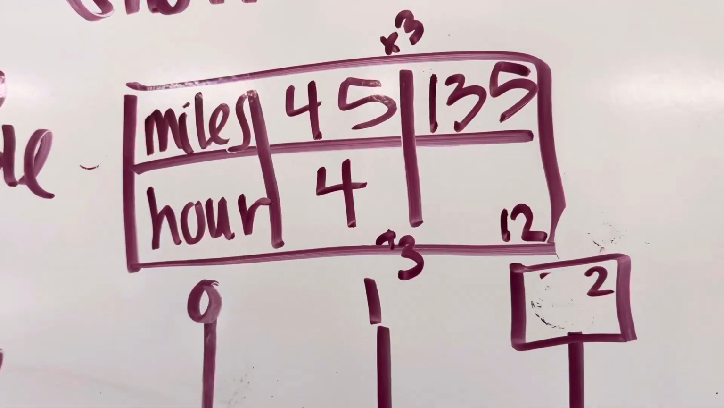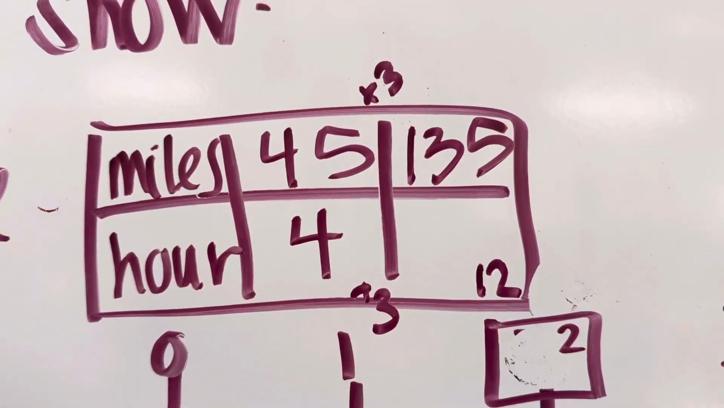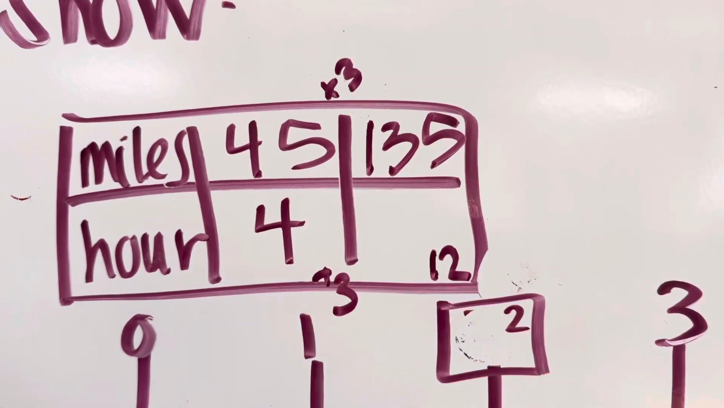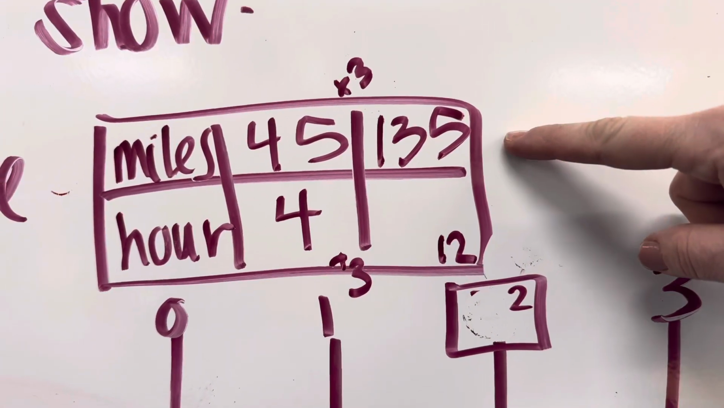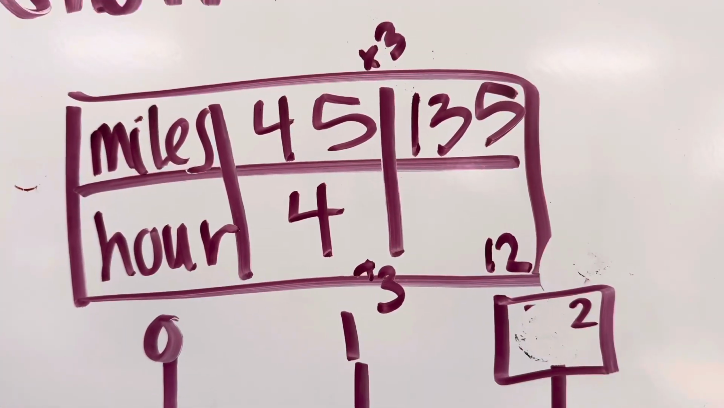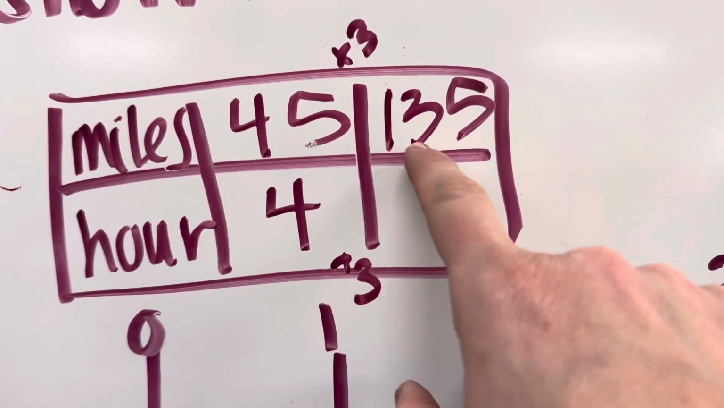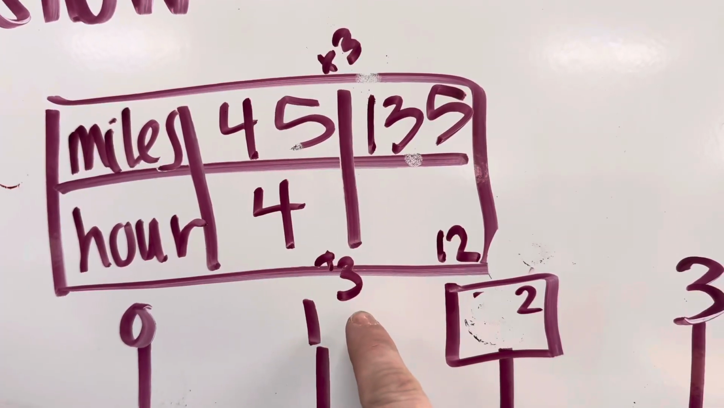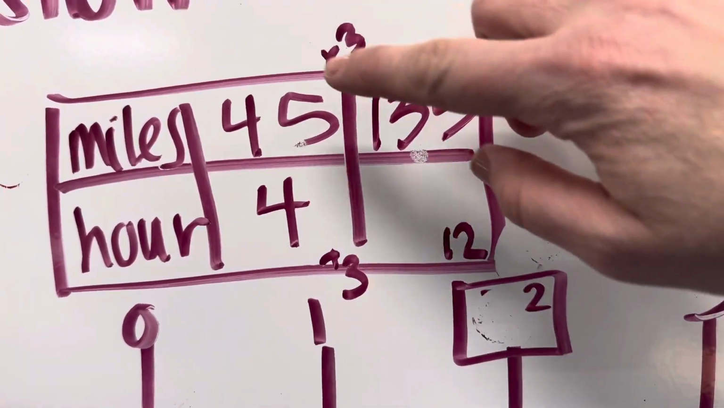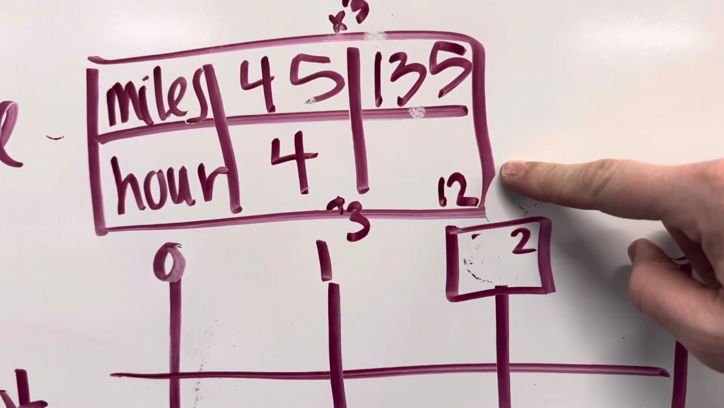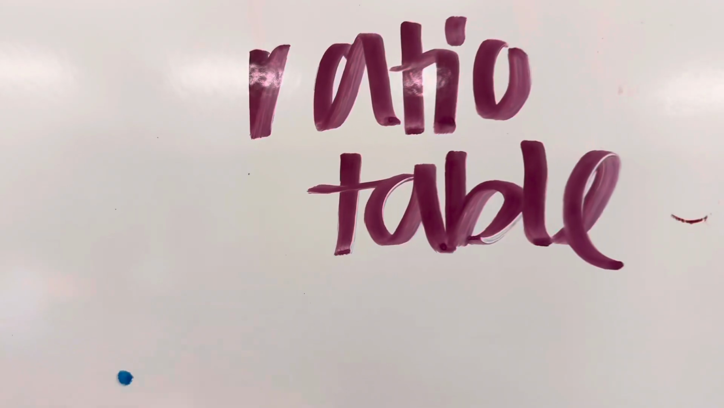So you can see here that we have our miles per hour. So they're saying they went 45 miles in 4 hours. We wanna figure out how long it's gonna take them to do 135 miles. With these ratio tables, we have to think about that connection. How did you get from 45 to 135? Hey, you multiply by 3. So you do the same thing down below. So we can find that if we know 45 miles in 4 hours, we can figure out 135 miles in 12 hours.